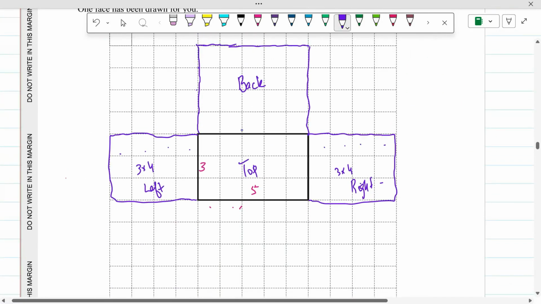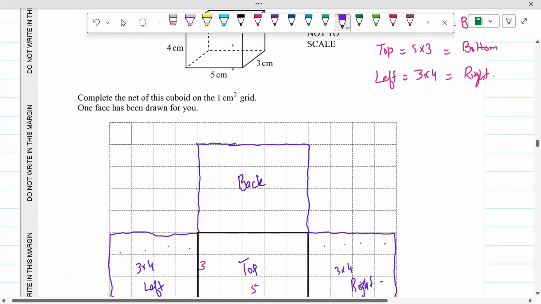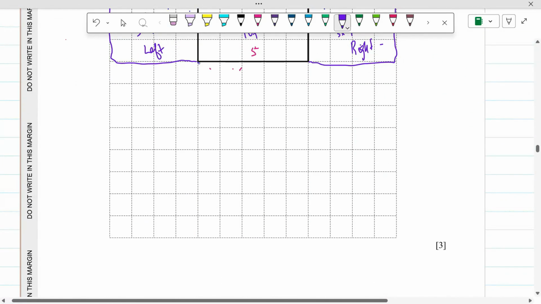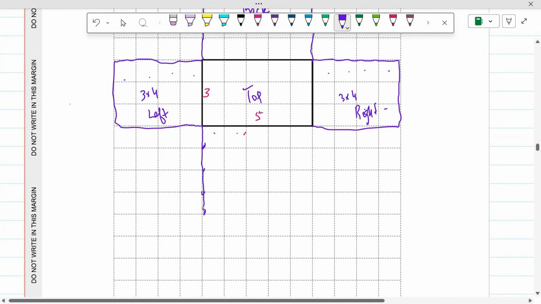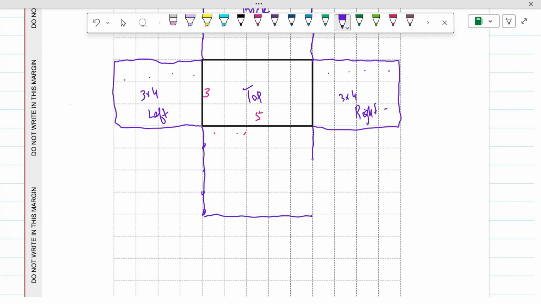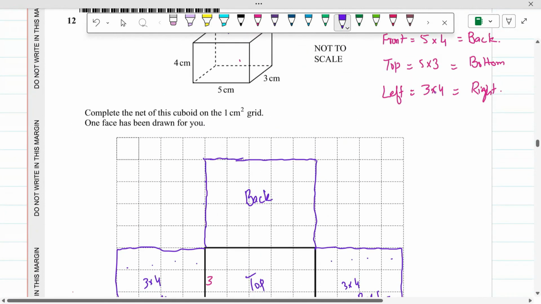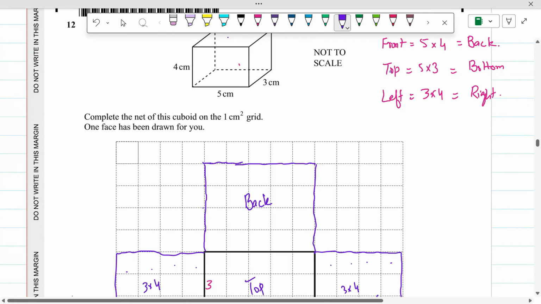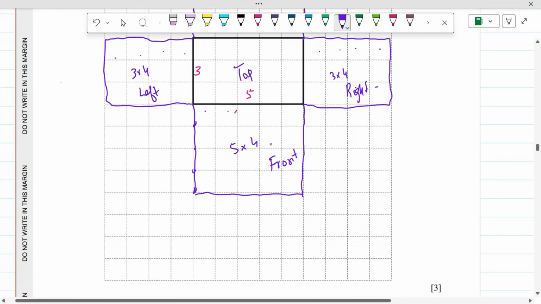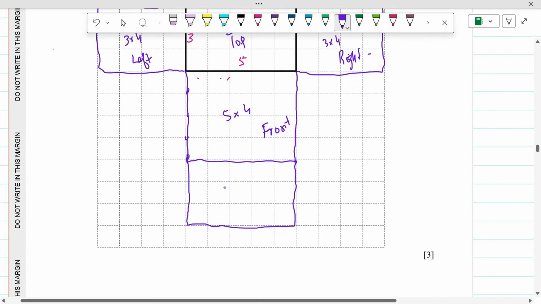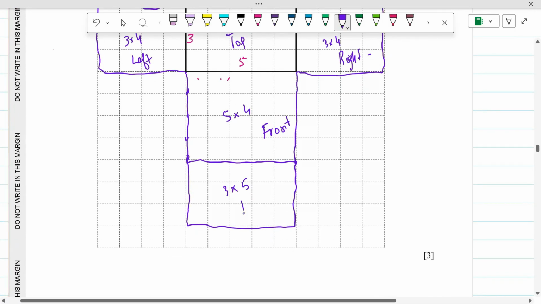Now after top we will have the front, and then we will have the bottom. Front, which is 5 by 4. So 1, 2, 3, 4. This one is 5 times 4, front. Only one surface remains, which is the bottom, which is equal to the top and which will be below the front. 3 by 5, which is the bottom.